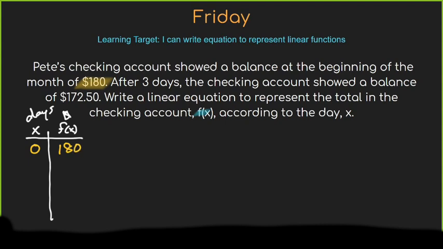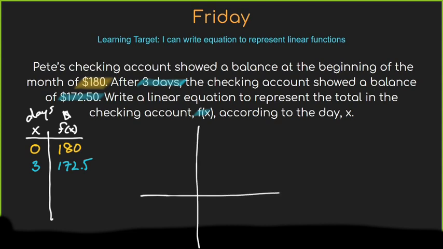Now, moving on, it also says after 3 days, and actually maybe I'll use a different color here. After 3 days, he had $172.50. So 3 days, $172.50. So I can view this as a table. And anything that I can view as a table, I can also view as a graph.